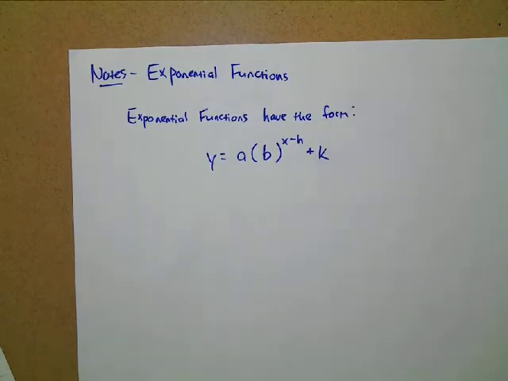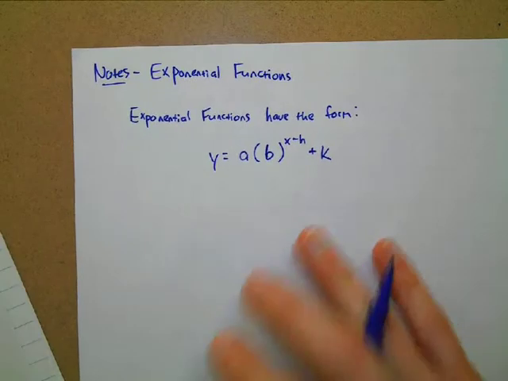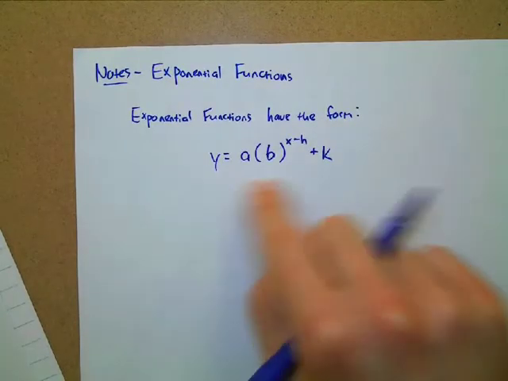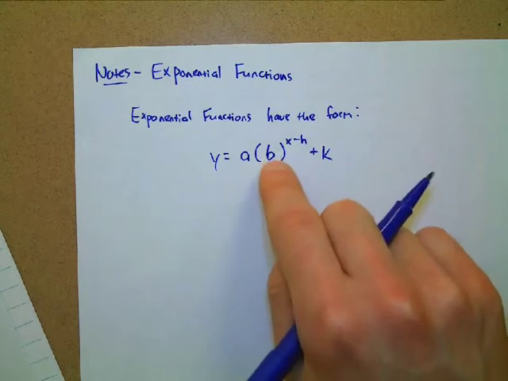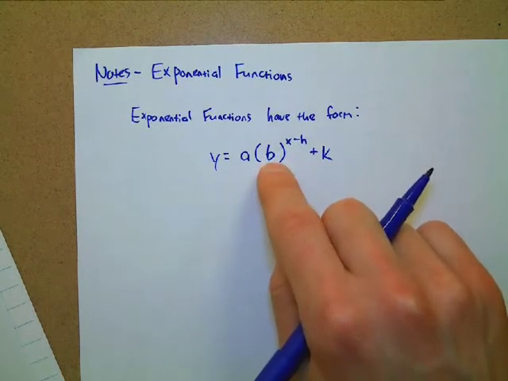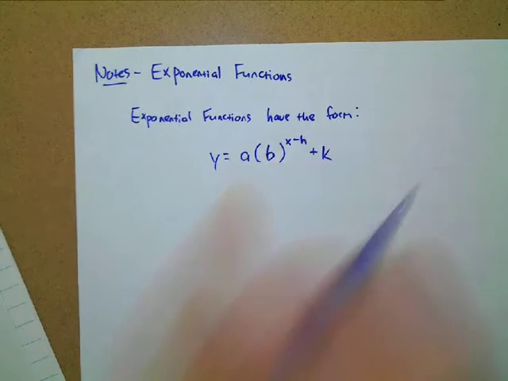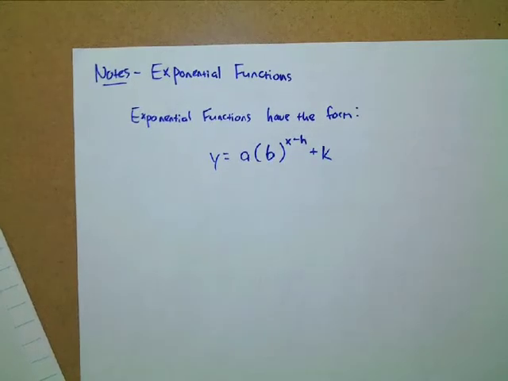There isn't a single parent function here, right? There's no single parent function because this b value changes. It can be any sort of number we need it to be or want it to be. And so there is no single parent function, but there still is a general shape to the graph.